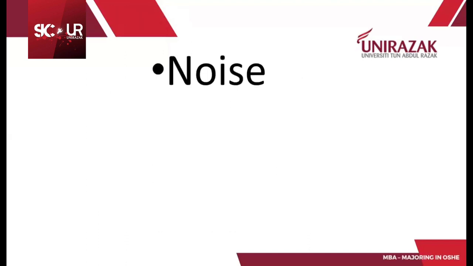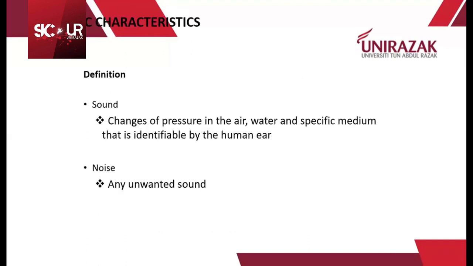So ada beberapa elemen, contohnya noise, specific characteristic, sound, change of the pressure in the air, water and specific medium that is identifiable by the human ear. Itu noise, itu sound. Manakala noise adalah unwanted sound. Sebab tu dalam ergonomik juga, sound a part of ergonomik. Nanti kita akan bincang selepas ni.